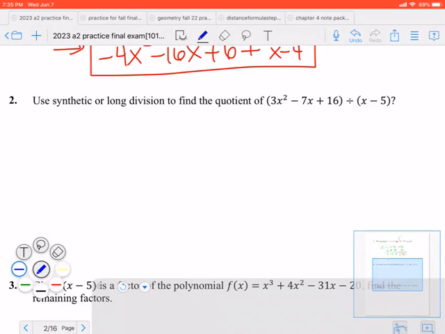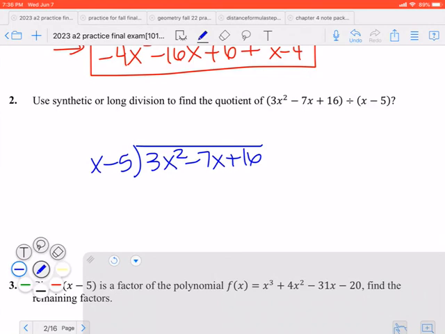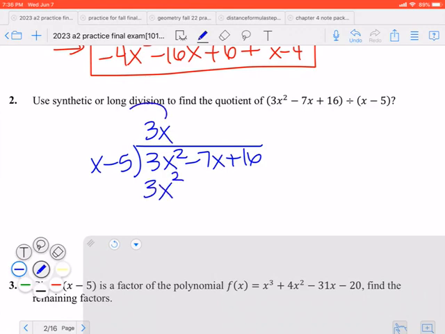Use synthetic or long division to find the quotient. Since I did synthetic in that one, I'll do long division in this one. X minus 5 is going into 3x squared minus 7x plus 16. There were no missing terms. X times 3x is 3x squared. 3x times negative 5 is negative 15x.